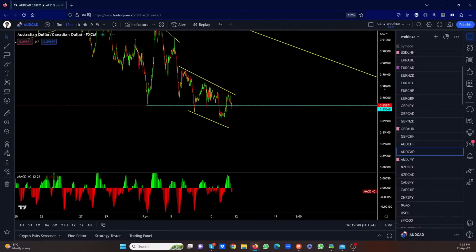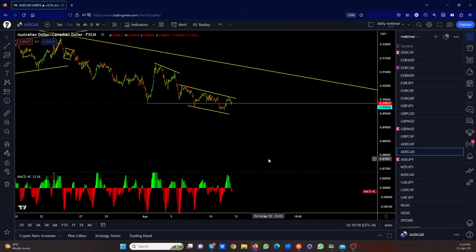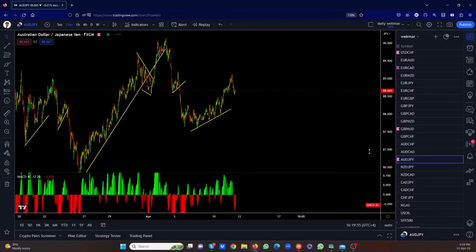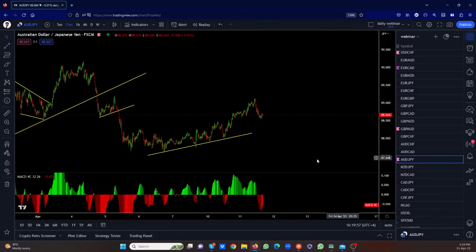So we wait. We don't have any trade. It's just not doing anything you can trade, right? So just leave it alone. Aussie yen. If we get a flag, we'll sell. We're waiting for a flag here to sell.